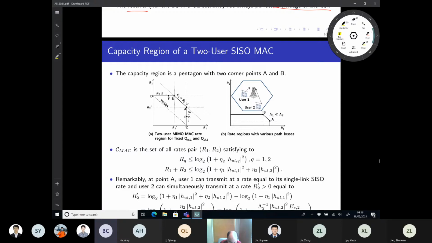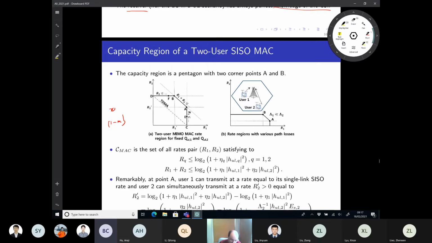The TDMA region is given by the straight line that goes between point D and point C. Point C is the rate at which user 1 can transmit when he's alone in the system, and D is the rate at which user 2 can transmit when he's alone in the system. This line is a time-sharing line: during a portion of the time X, user 1 transmits, and during the other portion 1 minus X, user 2 transmits, and you vary X from 1 to 0. When X is equal to 1, user 1 transmits. When X is equal to 0.5, half of the resource goes to user 1 and half to user 2. And when user 2 transmits all the time, X is equal to 0. So it's a straight line between those 2 points.